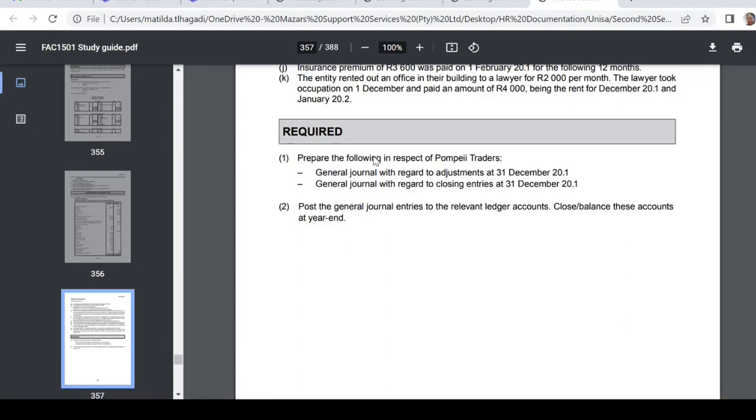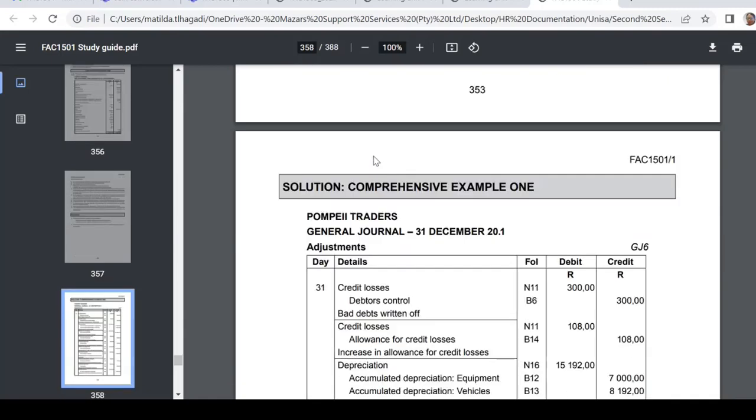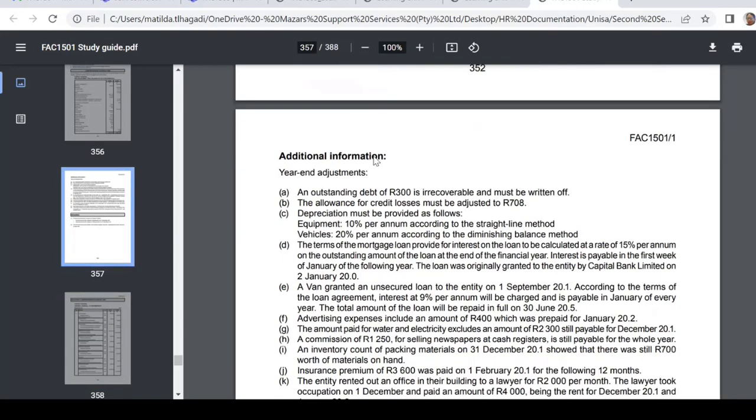Post the general journal entries to the relevant ledger accounts. Close or balance the accounts at year end. So basically the first one is an outstanding debt of 300 that is irrecoverable and must be written off.